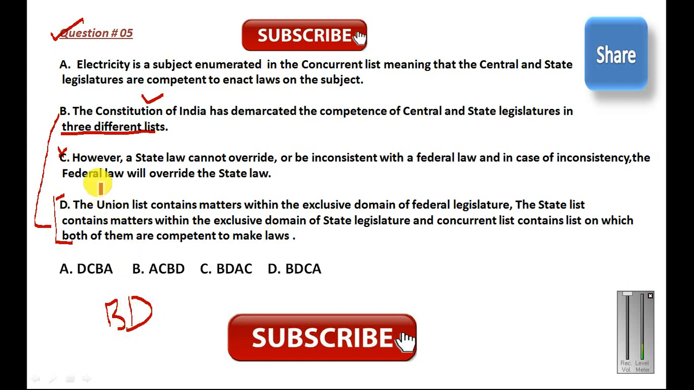Then after this, out of this A and C, this C cannot follow the next sentence because however is there, so it will be the last sentence obviously. So electricity is a subject enumerated in the concurrent list. This will be the next sentence A, and this will be the last sentence since conjunction is there. So A and C will be the next mandatory pair. So this is your answer, BD, AC.